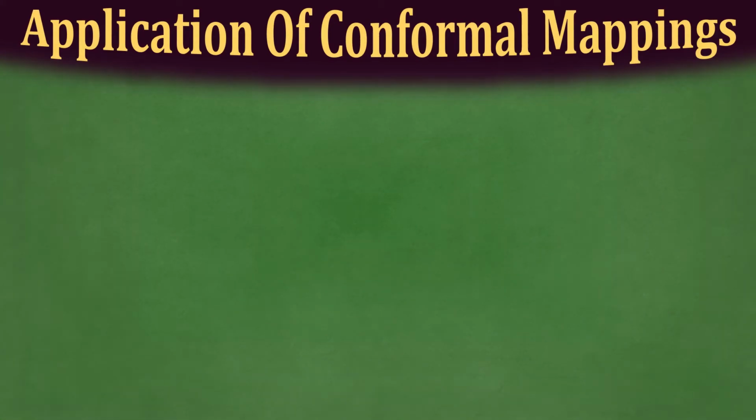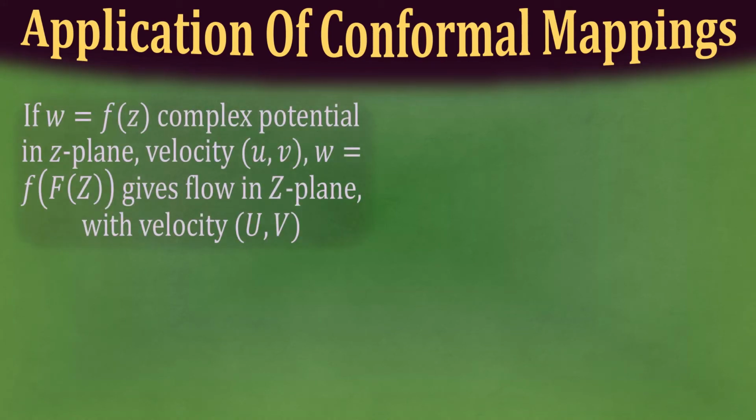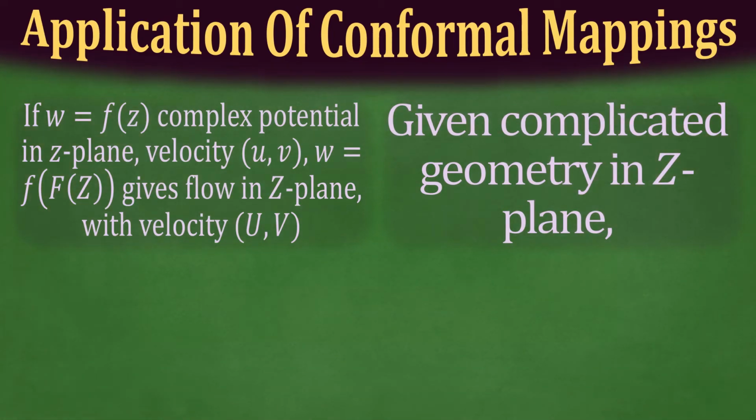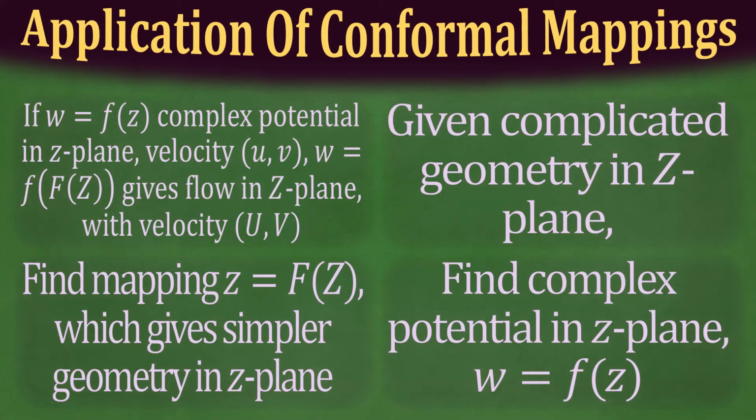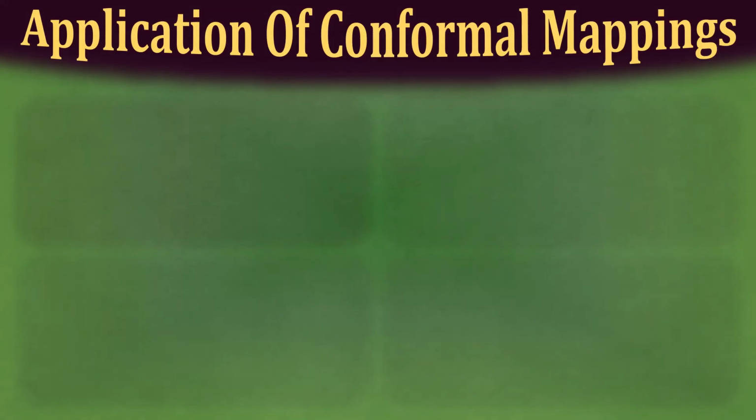If w equals f(z) is the complex potential for a flow in the z-plane, velocity (u, v), then w equals f(Z) gives the possible flow in the capital Z-plane with velocity (U, V). Given a complicated geometry in the capital Z plane, we can find a mapping z equals F(Z), which gives a simpler geometry in the lowercase z plane. We then find the complex potential in the lowercase z plane, w equals f(z), and hence obtain the complex potential in the capital Z plane, where w equals f(Z).